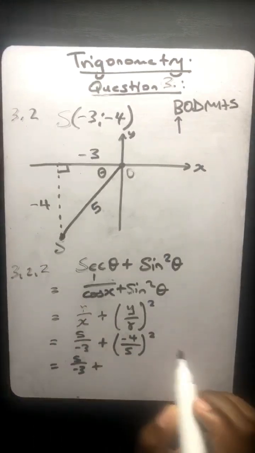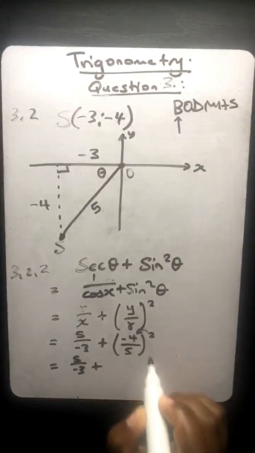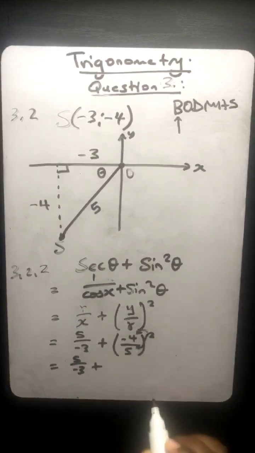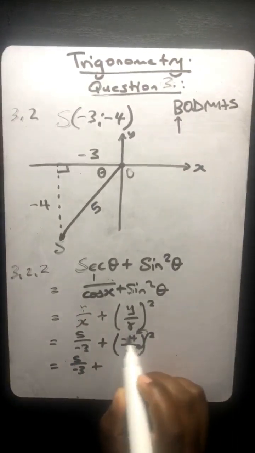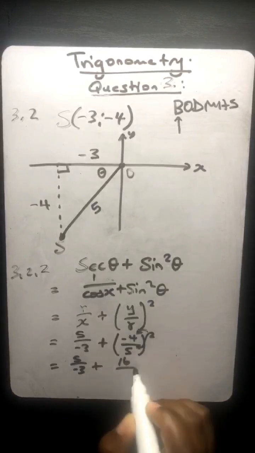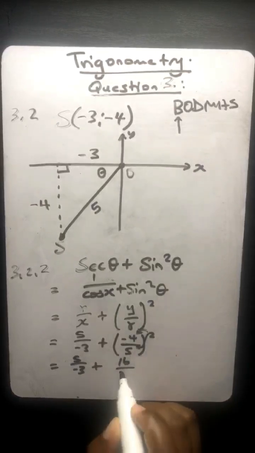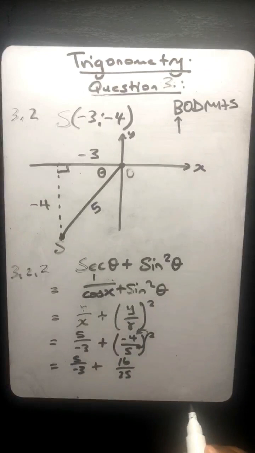Remember laws of exponents. We did that in January. So what is negative 4 squared? Is it not positive 16? What is 5 squared? Is it not 25? I think that is 25.